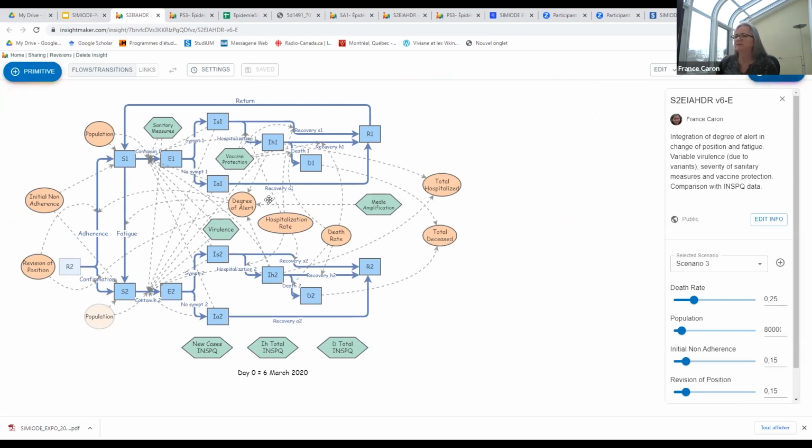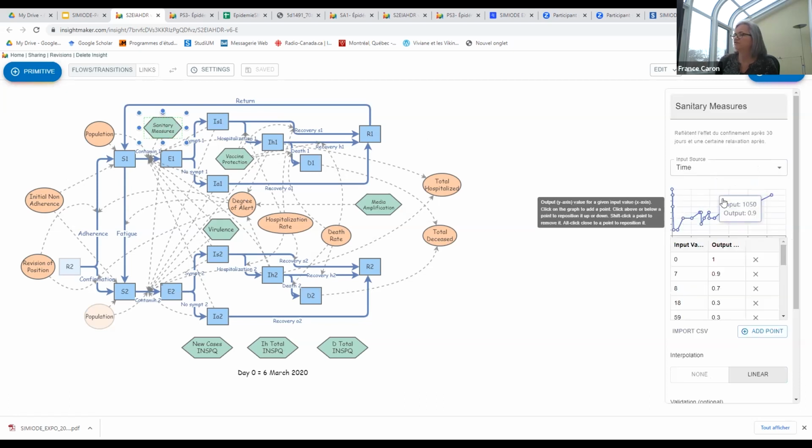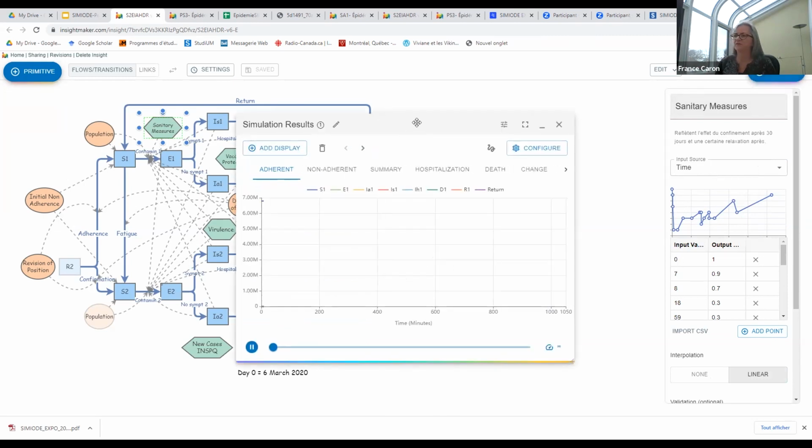So when we simulate it, one thing I could add also is that the revision of these positions is influenced by the degree of alert, and that is triggered by the number of people in the hospital, which is the way politicians reacted as well. The idea was not to saturate the hospitals with the patients from COVID. So we have sanitary measures here, which are described, which are there to capture the way the sanitary measures have changed and have limited contacts within the population. Those are data that we adjusted to reflect the reality. And we have the same with vaccine protection and virulence to reflect the variants also that we saw.